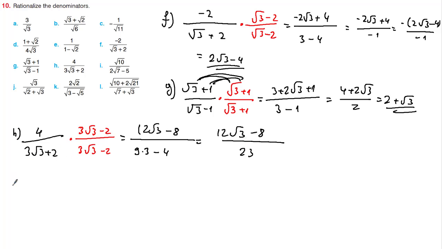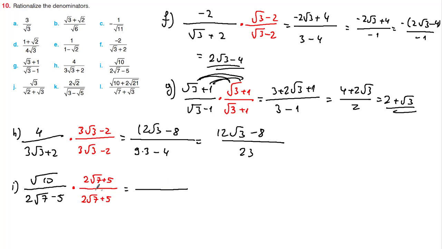Under I, we get root of 10 over 2 root of 7 minus 5. Here we will multiply by 2 root of 7 plus 5, 2 root of 7 plus 5.